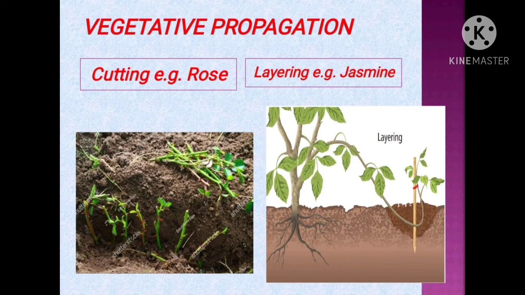Then, the layering method, commonly done in plants like jasmine, in which a young branch is bent towards the ground and covered with moist soil. After some time, roots develop from the covered part and this grows into a young plant. This method is called layering.